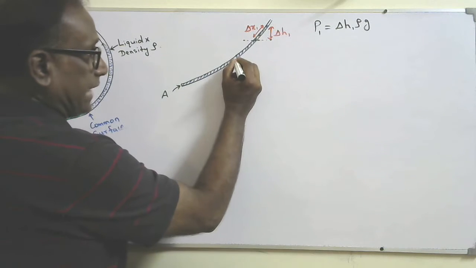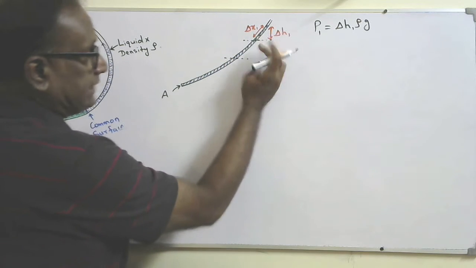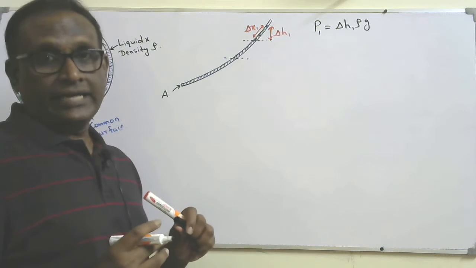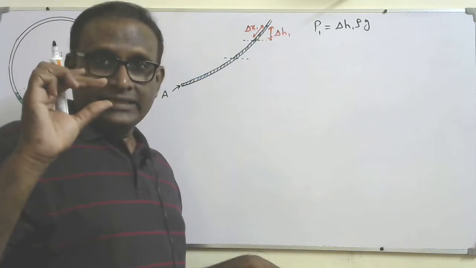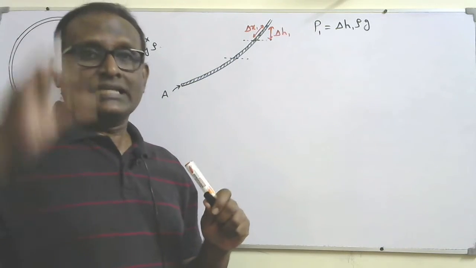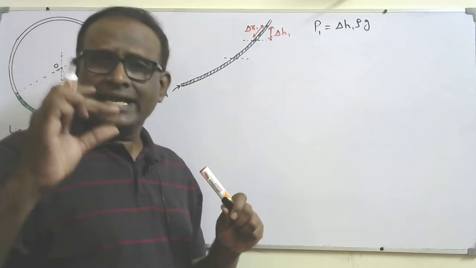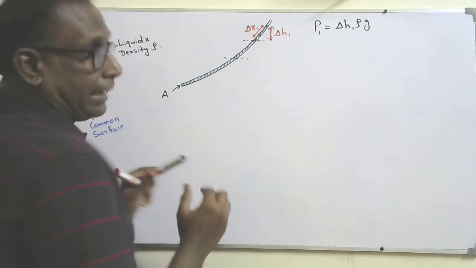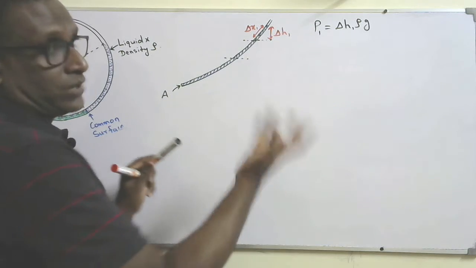Similarly, what's the pressure at this surface? Imagine this length is very small, delta x2 I am calling. If it is a very small length, even if the tube is a curve, it will look like a straight line, a tiny length. That is delta x2. It looks like a big column. I'm drawing it like that, otherwise you can't see it on the board.